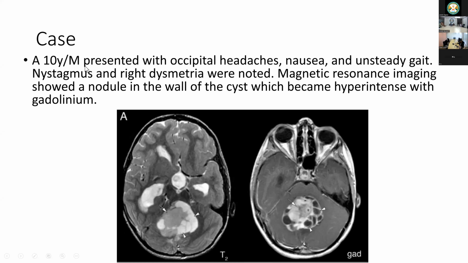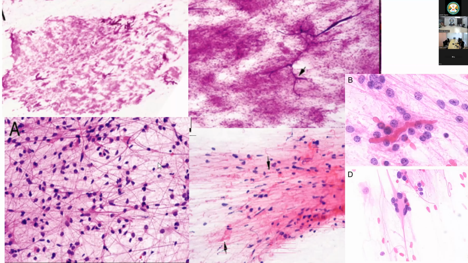Then coming to a 10-year-old male who is presenting with occipital headache, nausea, and vomiting. So this is a posterior fossa tumor, and this is a solid cystic tumor. This solid portion is enhancing on gadolinium. So the likely diagnosis in a child with a solid cystic tumor can be either a hemangioblastoma or a pilocytic astrocytoma.